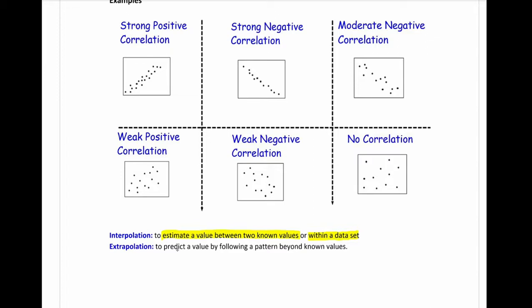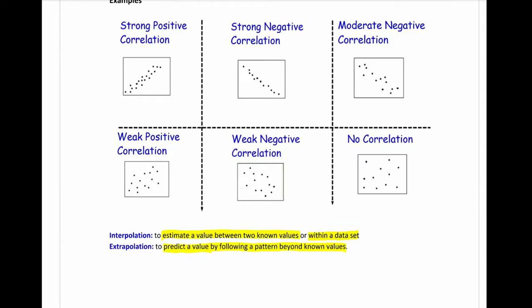Extrapolation. Extrapolation is, again, to predict or estimate a value by following the pattern beyond the known values. So beyond what we know. Using this same example, my first and last point, that's what I know. Anything with extrapolation is going to be focused past the data that I have. The reason we're calling it a prediction rather than an estimation is because I'm less confident that I know what the trend is going to be like. Is it going to be the same thing? I don't know. Is it going to continue on with that same trend outside the data I have collected?